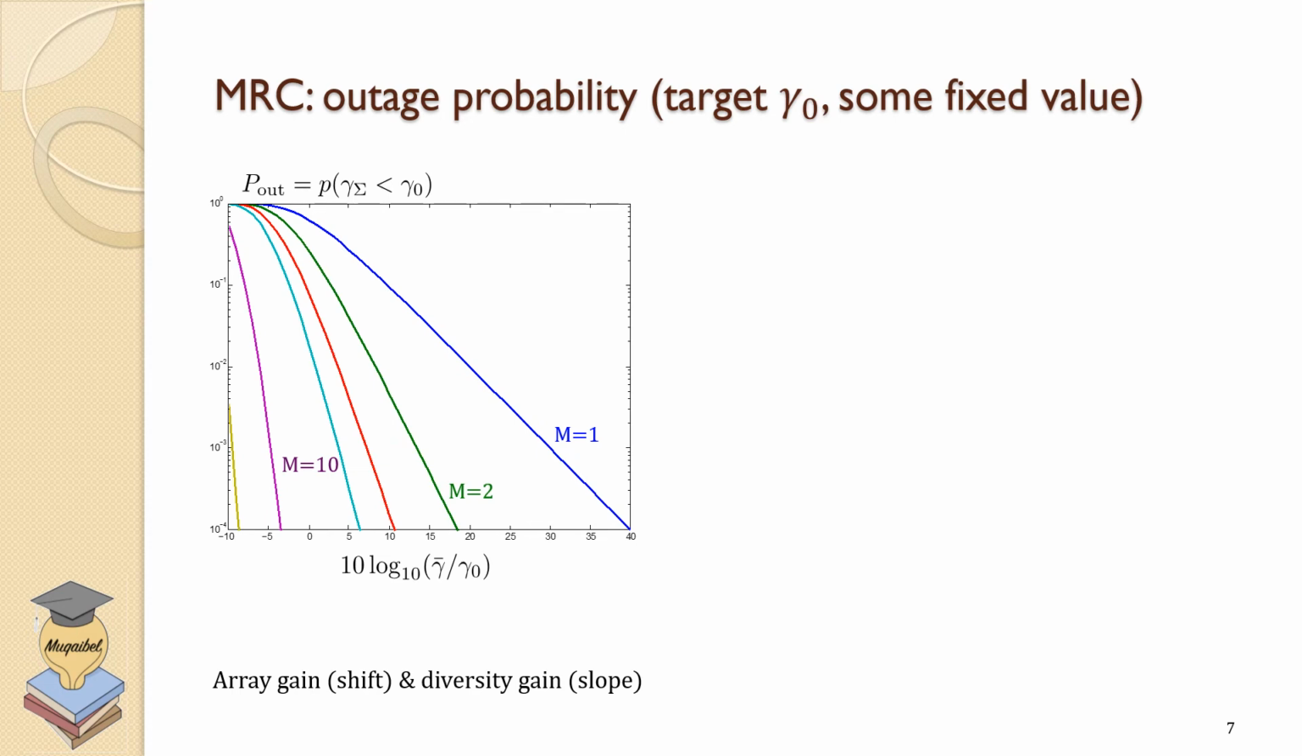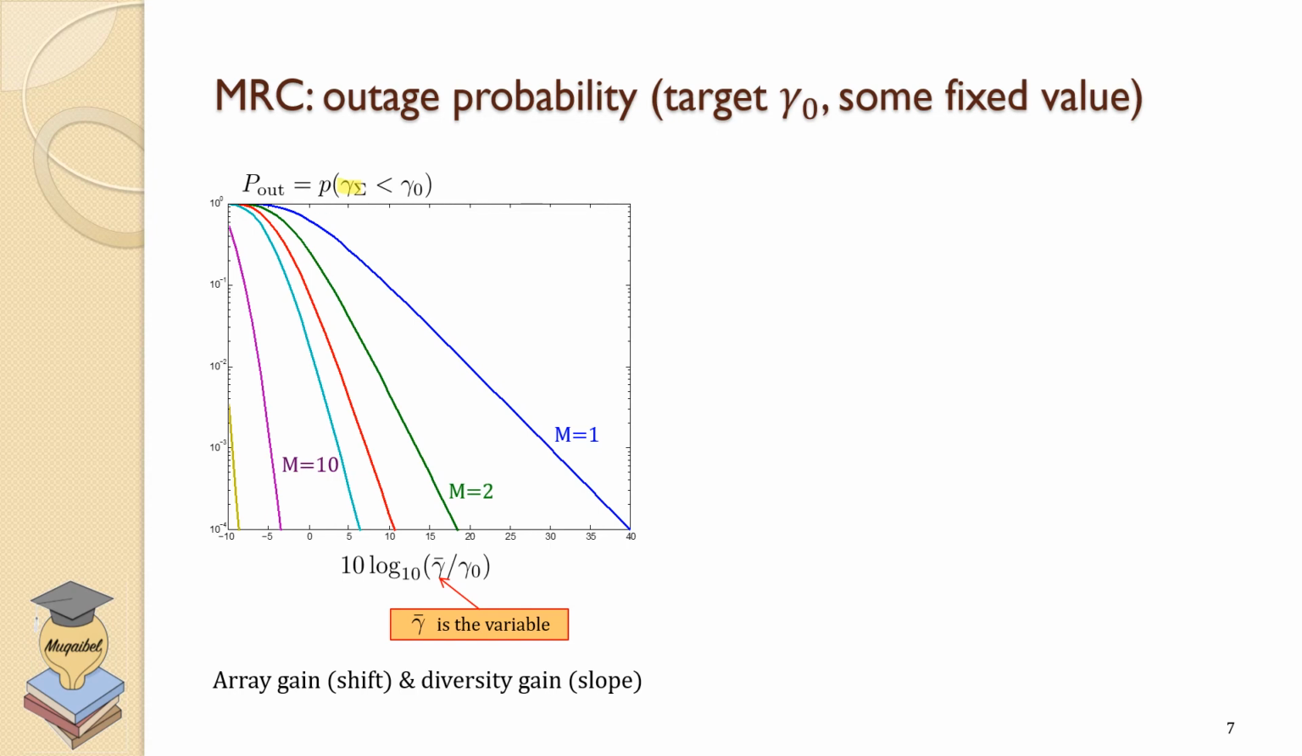Now, if we take the impact and substitute it into the outage probability, the probability that gamma, the signal to noise ratio after it has been combined, is less than a given threshold, we will find that we have a shift. Okay, we have an array gain shift and diversity gain. As we increase the number of branches, we go to the left. Of course, that's for a given target.